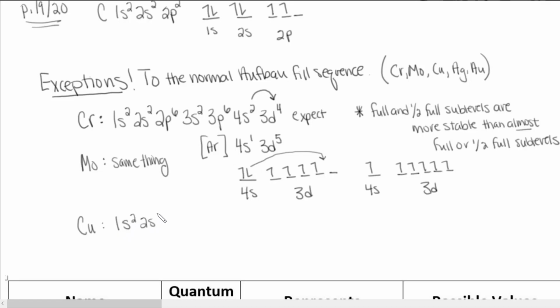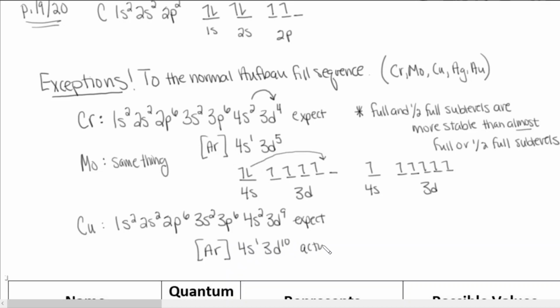1s2, 2s2, 2p6, 3s2, 3p6. You would think it would end with 4s2, 3d9. This is what we expect. But that's not the case. In fact, copper ends with 4s1, 3d10. This is the actual. The actual.